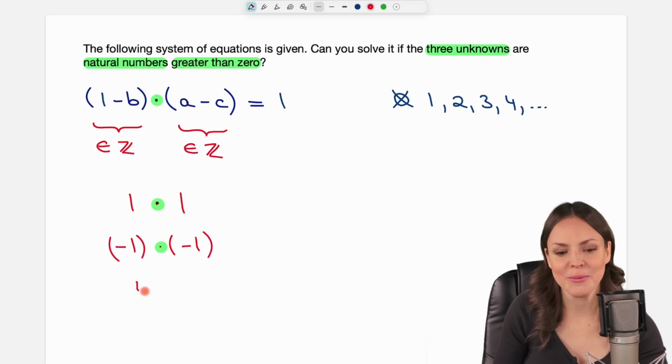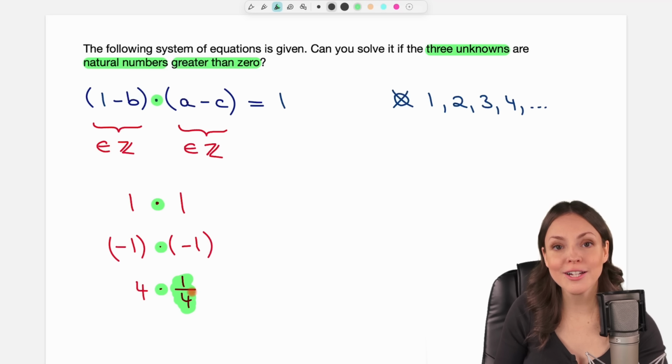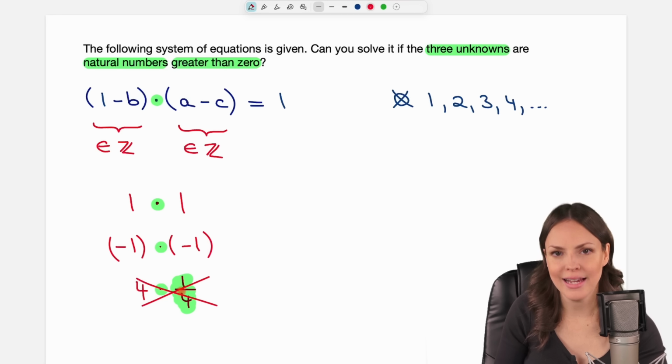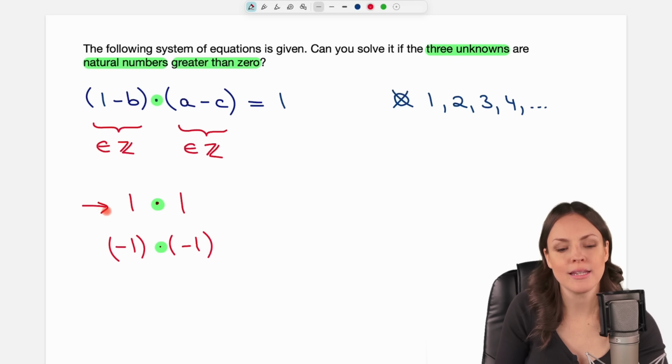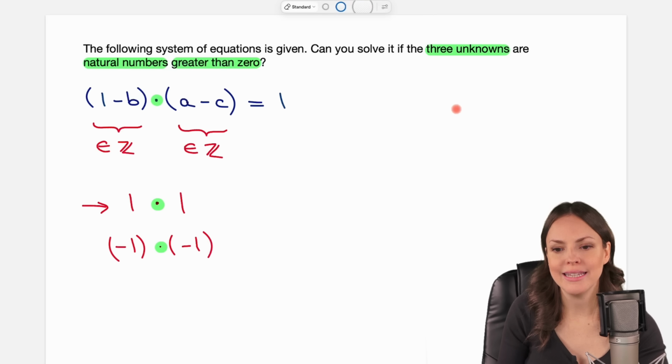For example, we would have 4 times 1/4 as well, because this gives us 1 as a result. But the thing is that this is a fraction, so it's not a whole number, so this here is not allowed. Which means we only have these 2 possibilities, and we have to check both of them. So let's start with this possibility. If my first part is 1 and my second part is 1, could this happen?